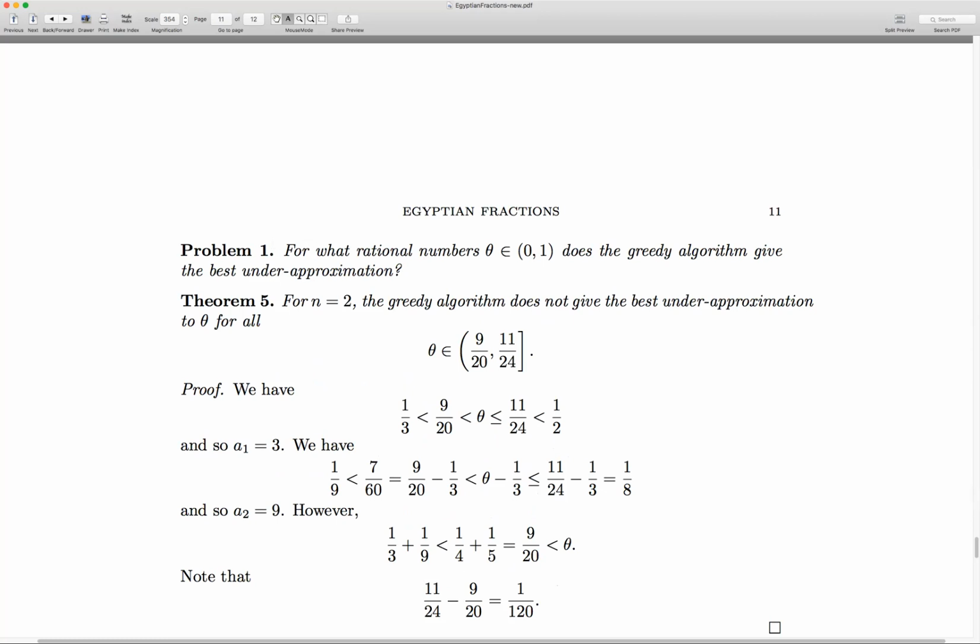Let me try something else. Let me stop share for the moment. So this suggests an infinite number of questions, of course, because there are a lot of numbers.